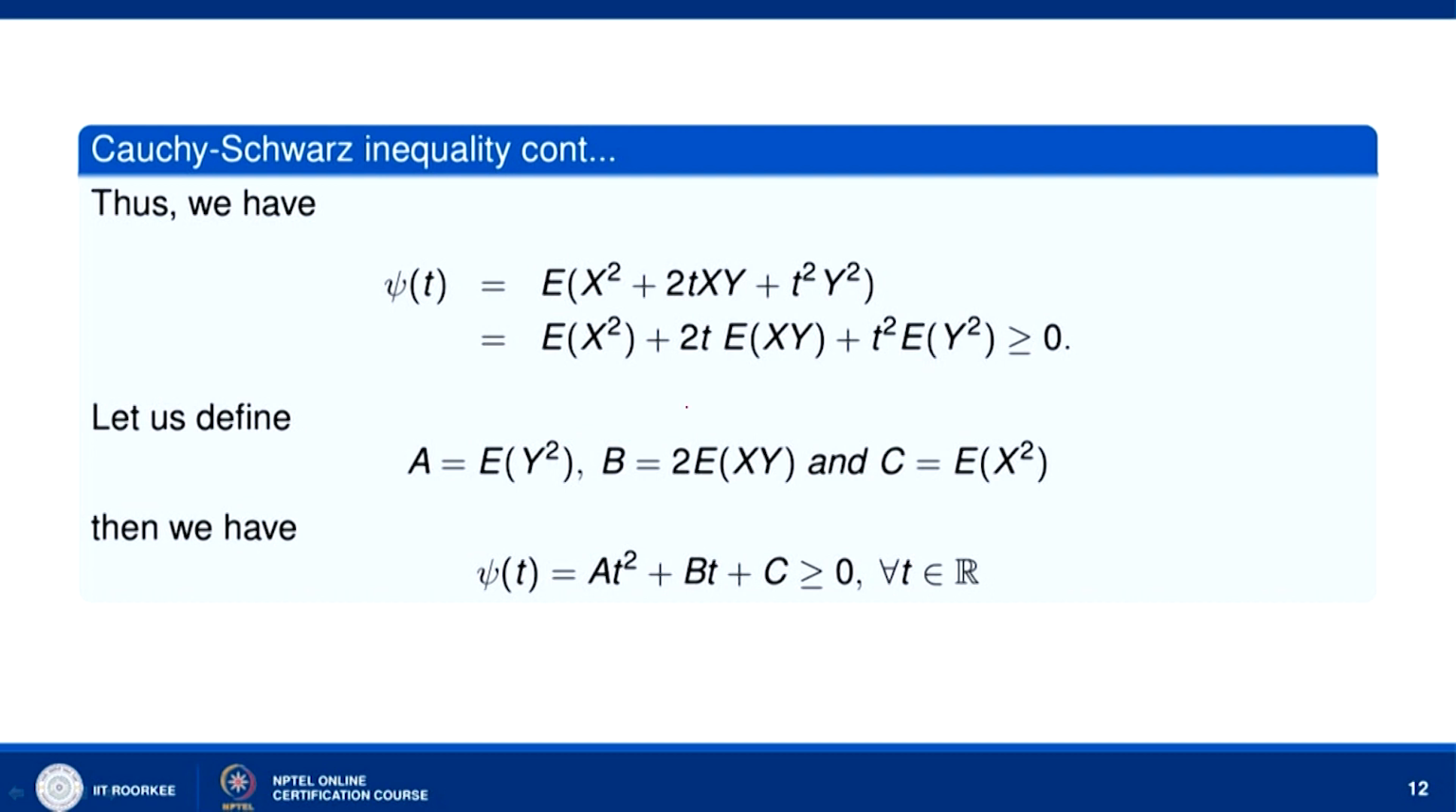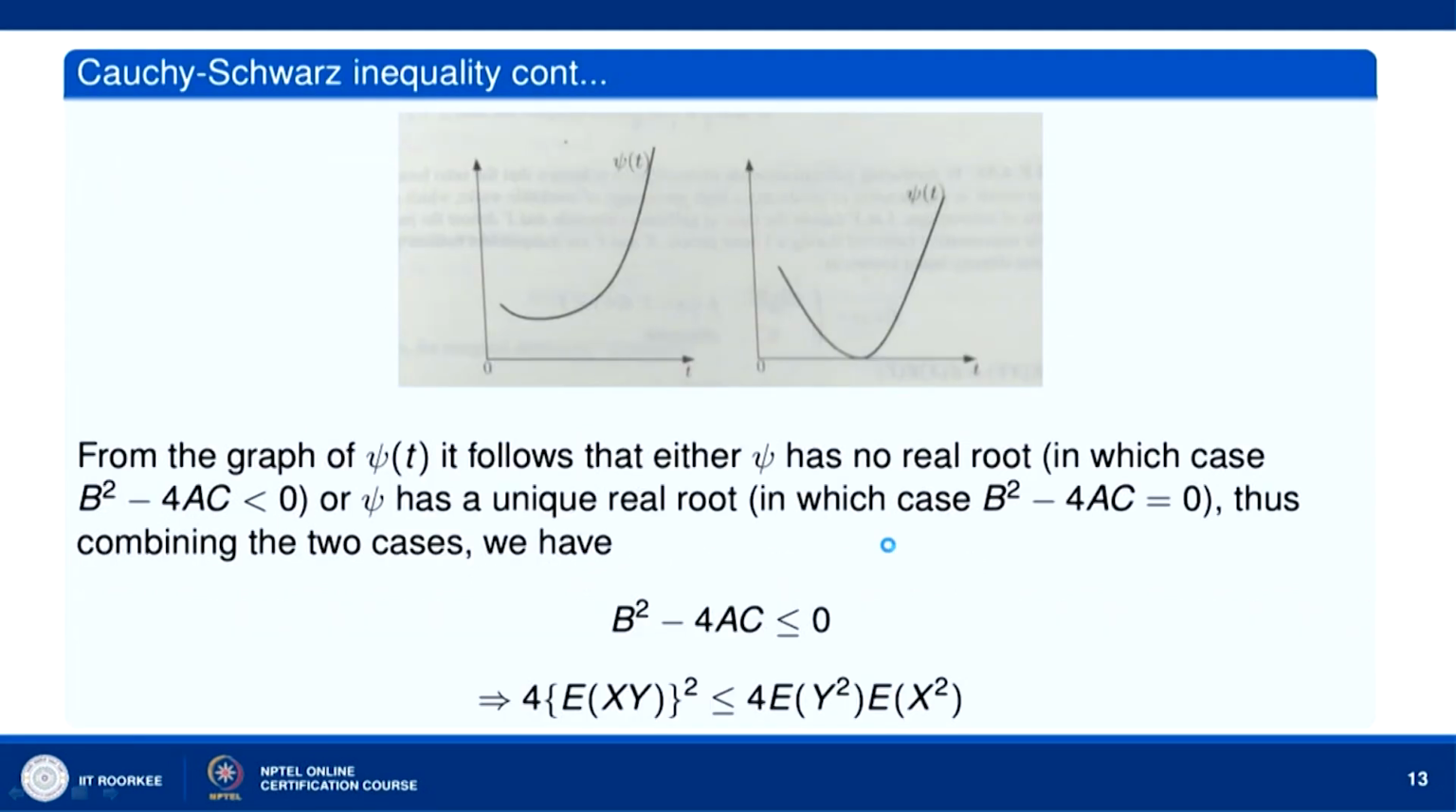Now, let us denote expectation of y square by a, expectation of x y into 2 by b, and expectation of x square by c. Then psi t is equal to a t square plus b t plus c, which is greater than or equal to 0 for every value of t belonging to R.